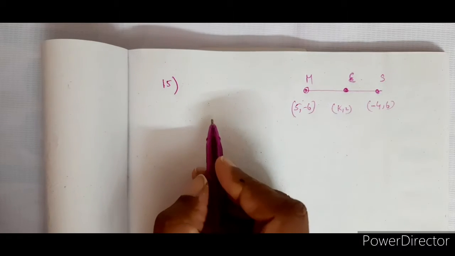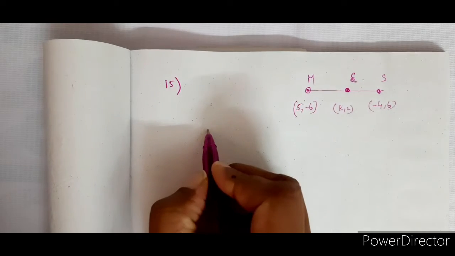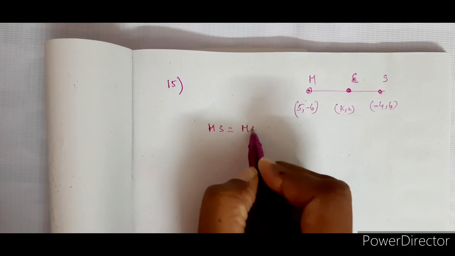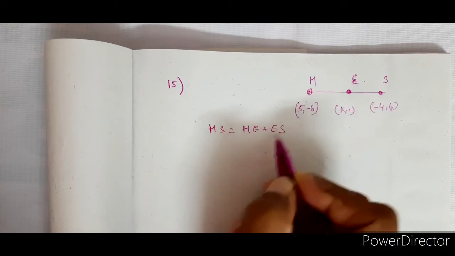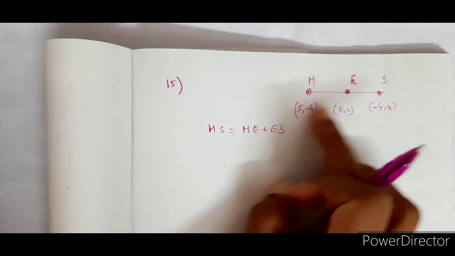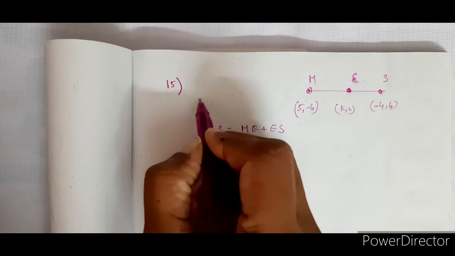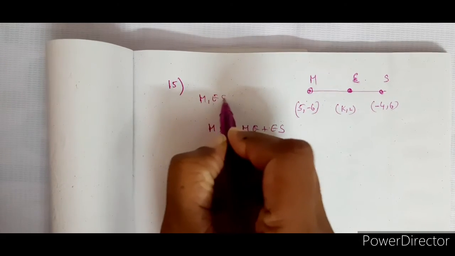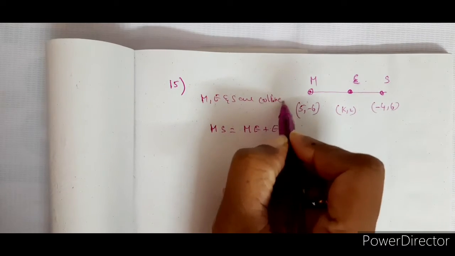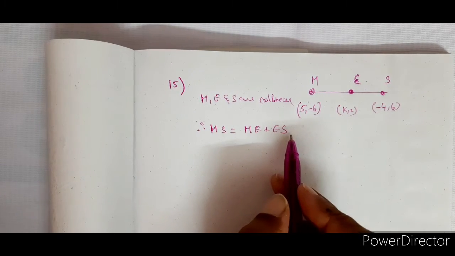Okay, now what is the condition for collinearity? Here in the diagram MES, MS is equal to ME plus ES. If this condition is satisfied, then all the three are collinear. This is already given, they are collinear. So M, E and S are collinear. Therefore MS is equal to ME plus ES.